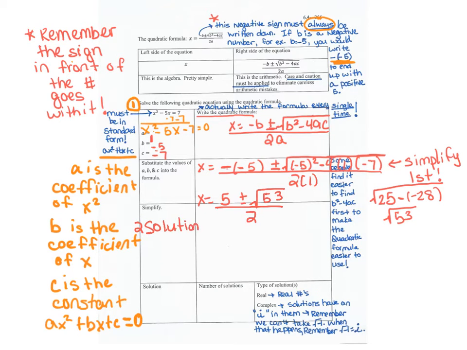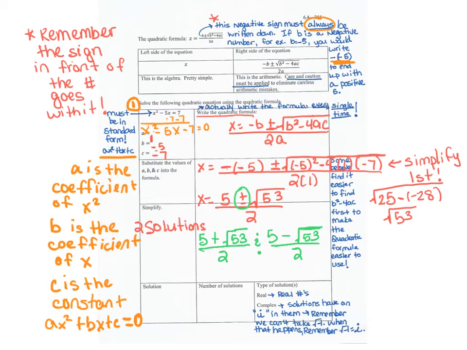How do I know I have two solutions? Because of, let me change my color, green looks good, because of this plus or minus sign right there. So I have two solutions because I have 5 plus the square root of 53, all divided by 2, and then I have 5 minus the square root of 53, all divided by 2. So we have a radical answer, and that's okay.